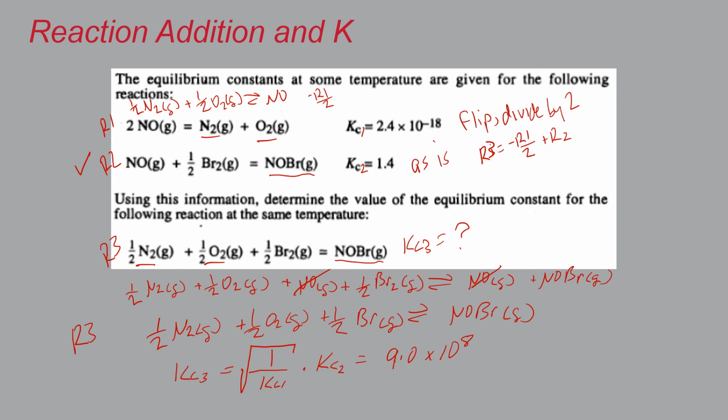And again, if you can do this type of manipulation, you will be fine for the exam. This is about as complicated as they get. But just remember the 3 rules. Reverse a reaction, invert K. Double it, half it, raise K to that power, whatever the multiplier was. And if you are adding reactions together, you multiply the equilibrium constants together.